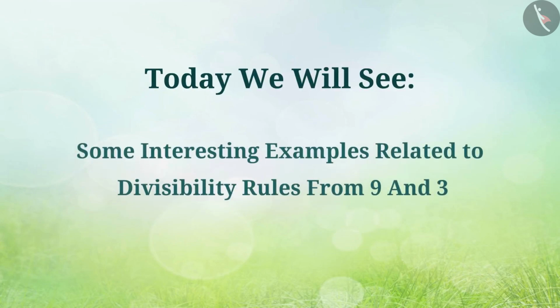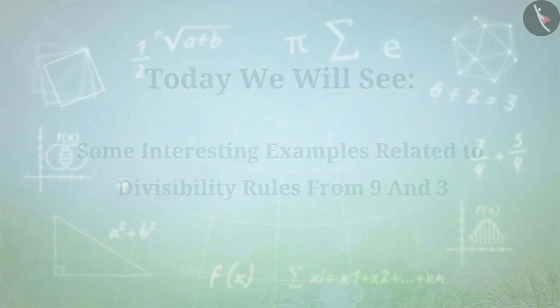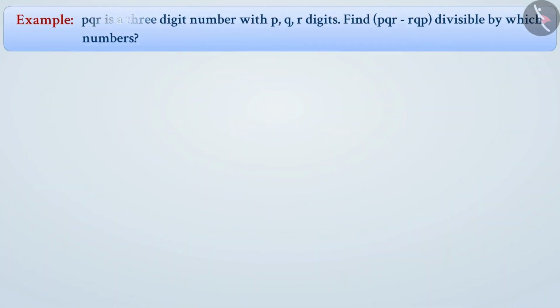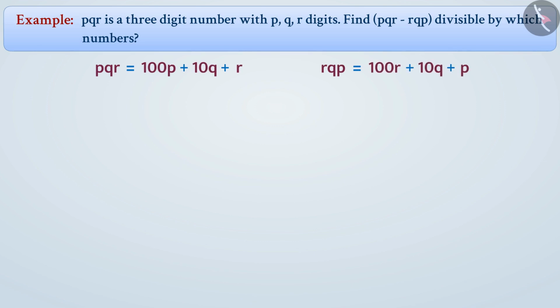Today we will see some interesting examples related to divisibility rules by 9 and 3. PQR is a 3-digit number with P, Q, R digits. Find PQR minus RQP is divisible by which numbers? We can write PQR as 100P plus 10Q plus R. Similarly, we can write RQP as 100R plus 10Q plus P.